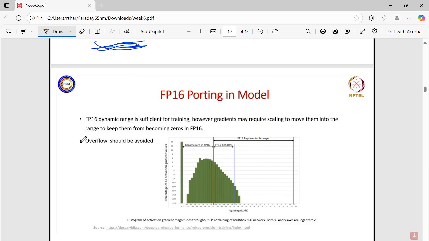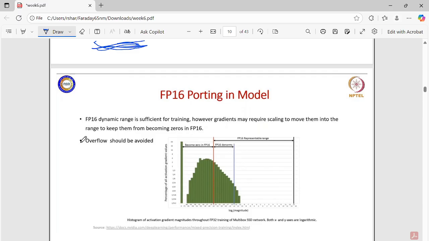And why this is necessary is that float 16 has limited precision and a smaller range compared to 32. So if the gradients are stored or computed directly in FP16, small gradient values might be lost due to rounding or underflow. This will make the model have poor convergence or training instability.